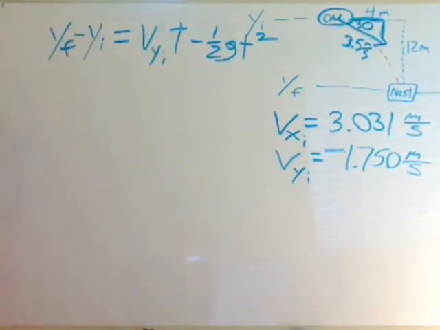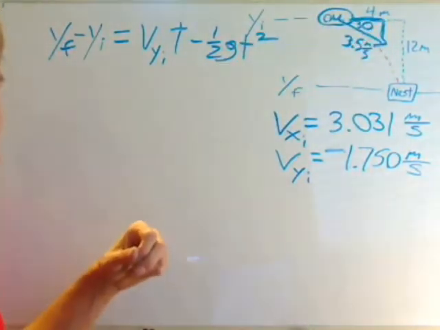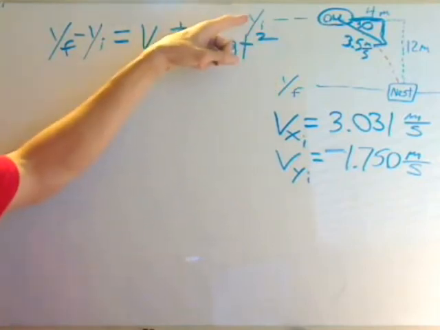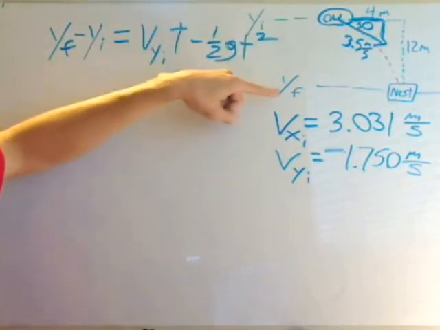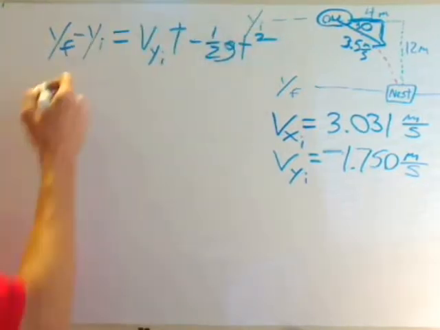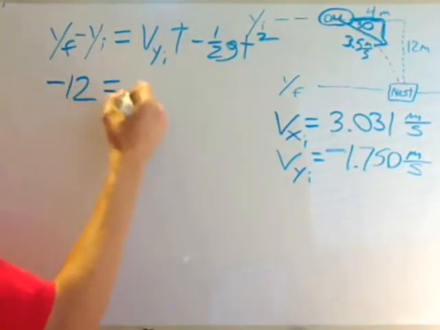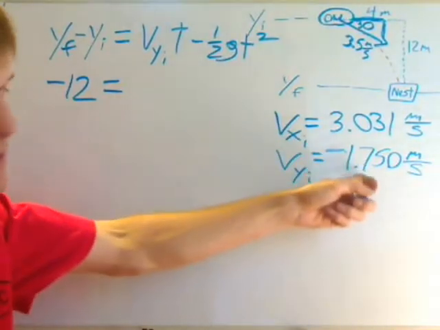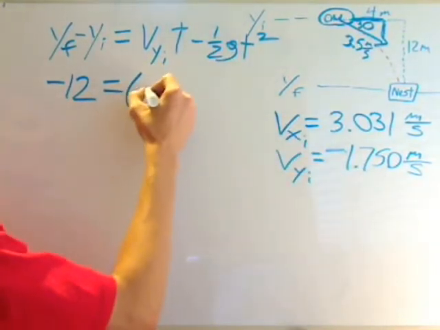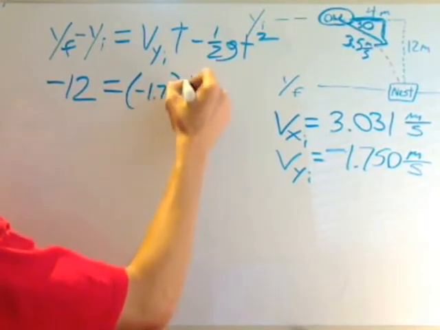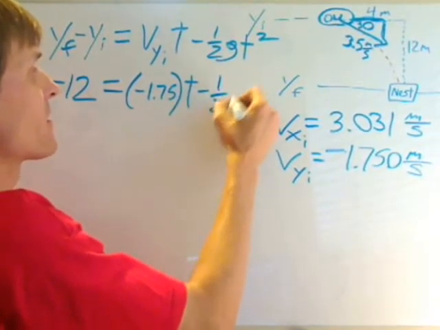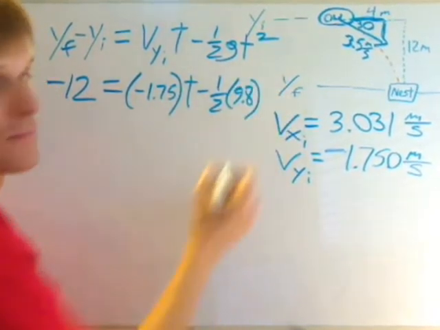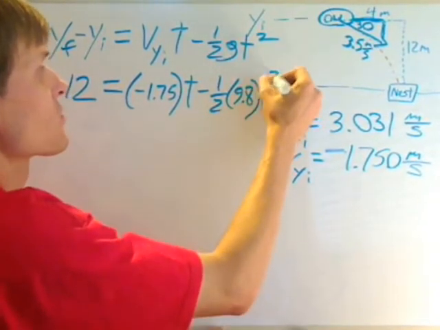Okay? So what is y final minus y initial? Well, it's not 12, it's minus 12, because our final position is below the initial position. So in other words, if this is a height of 0, this is a height of 12, 0 minus 12 is minus 12. So over here then we have minus 12, and that equals Vy initial times time. Vy initial is negative 1.75 times time. And then we have minus 1/2 g t squared. 1/2, g is 9.8, remember, times time squared.